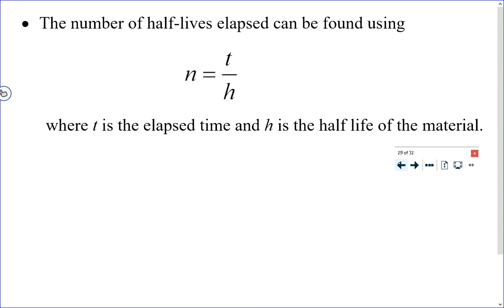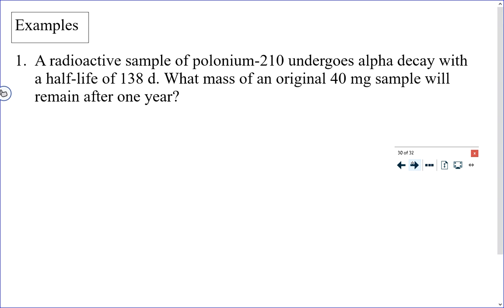The number of half-lives, which is lowercase n, can always be found by taking the total time elapsed and dividing by how much time one half-life is, which is called the half-life of the material. I suppose if you ever wanted to find out the number of half-lives, you could as well use a ratio. This formula, n equals T over H, is not on your formula sheet. Let's take a look at a couple of examples.